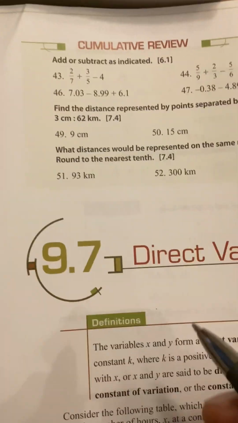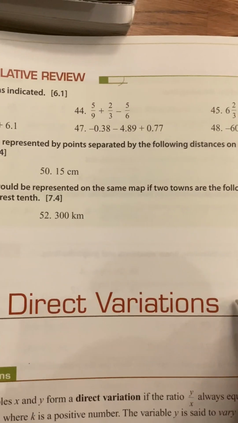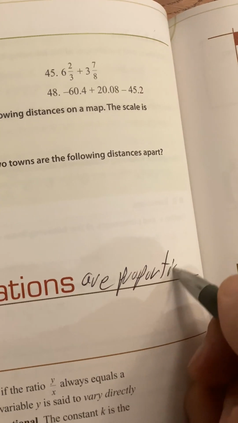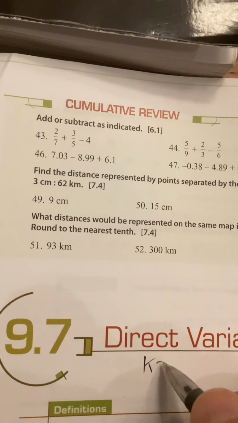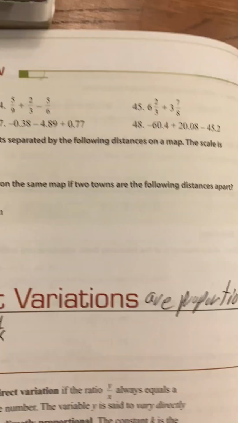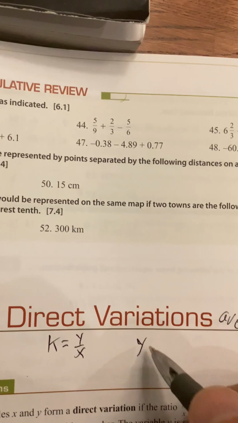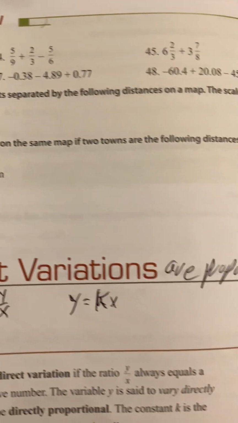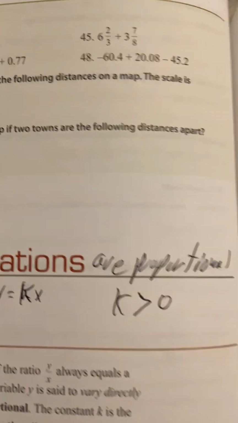I'd like you to write down, anyways, direct variations are proportional, right? Write that in there. Write k equals y over x. And so then y equals k times x. And if it's a direct variation, k is going to be greater than 0. K is going to be positive.